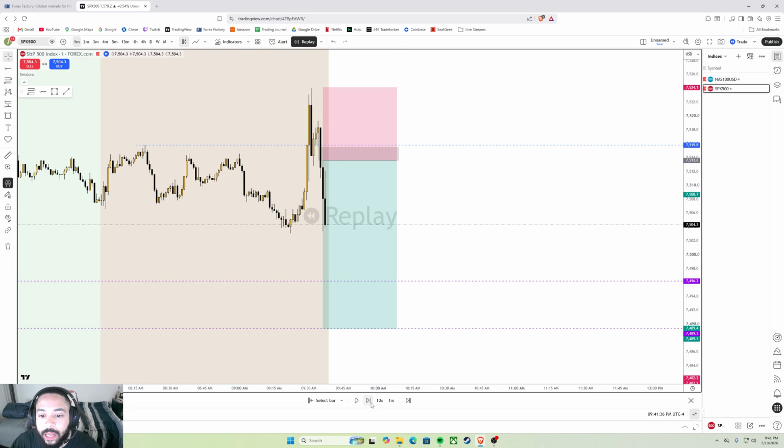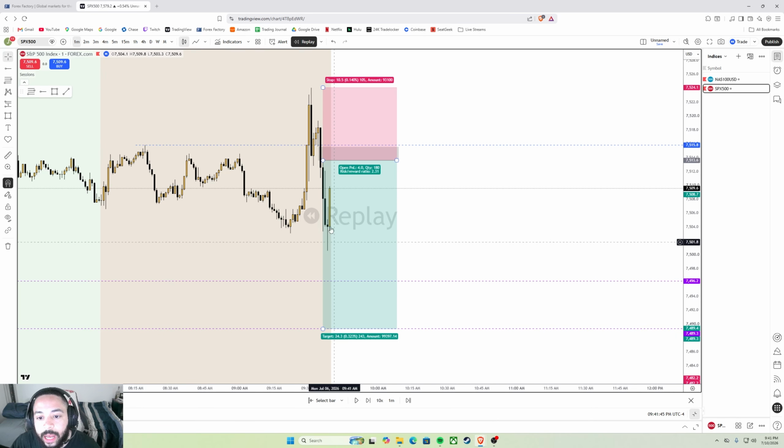And then as we let it play out, price made a push down, and clearly price broke structure right here as well. So price came down, broke structure. So we have multiple confirmations: bearish fair value gap, structure broken, liquidity grab, and we're bearish on the higher time frame. So it's a high probability setup.